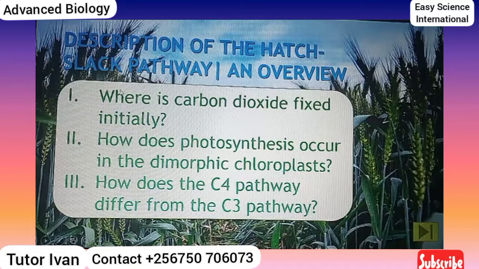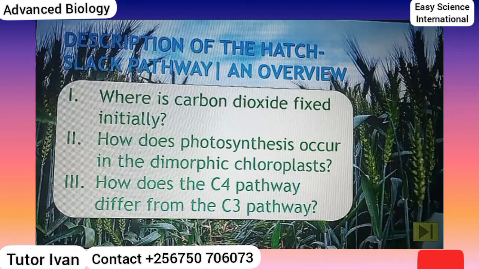By the end of this tutorial, we shall have covered these questions and settled them. The first question is: where is carbon dioxide fixed initially? As we looked at in our previous tutorial, the C4 plant anatomy is made up of dimorphic chloroplasts. So we want to see where the initial fixation of carbon dioxide occurs. That is our first question.